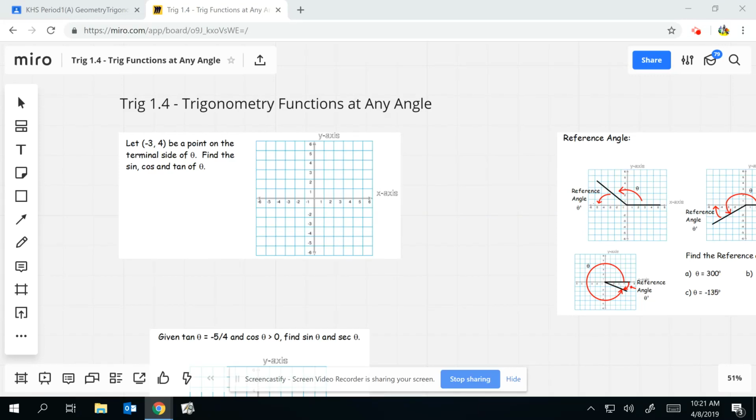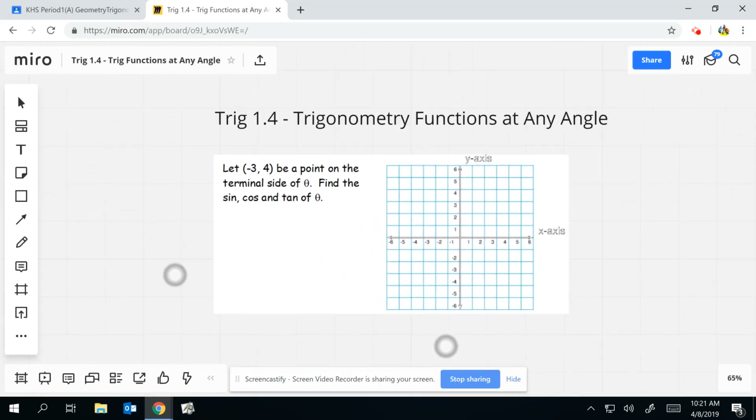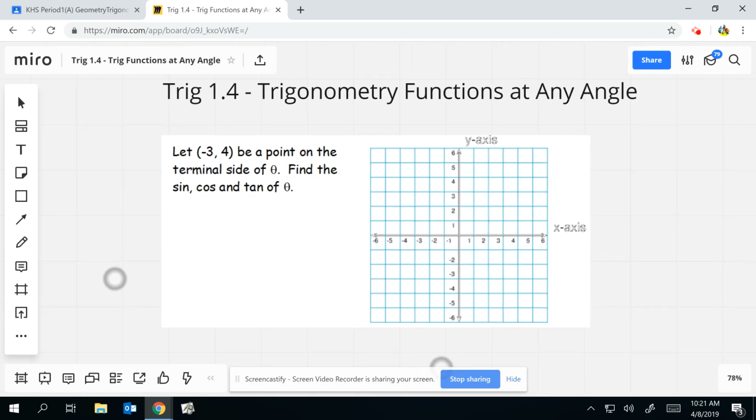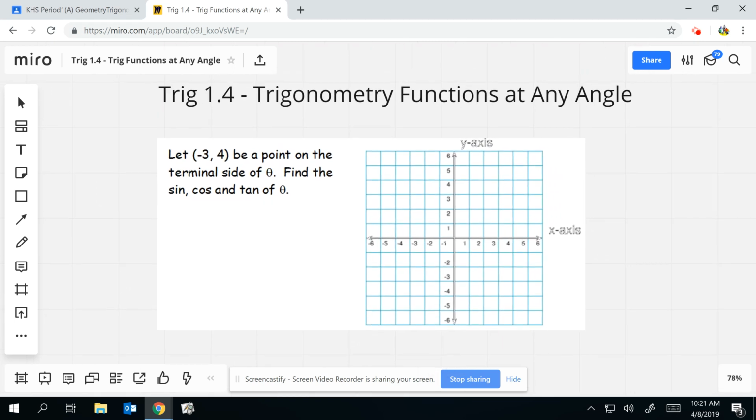All right, 1.4 is talking about trig functions at any angle, because we've mainly been talking about quadrant 1. On your notes on 1.1, we actually looked at the unit circle, we looked at all the quadrants, and we said what was positive in quadrant 1 and quadrant 2 and 3 and 4. All those charts were on there. So what we want to look at today is focus mainly on the other quadrants.